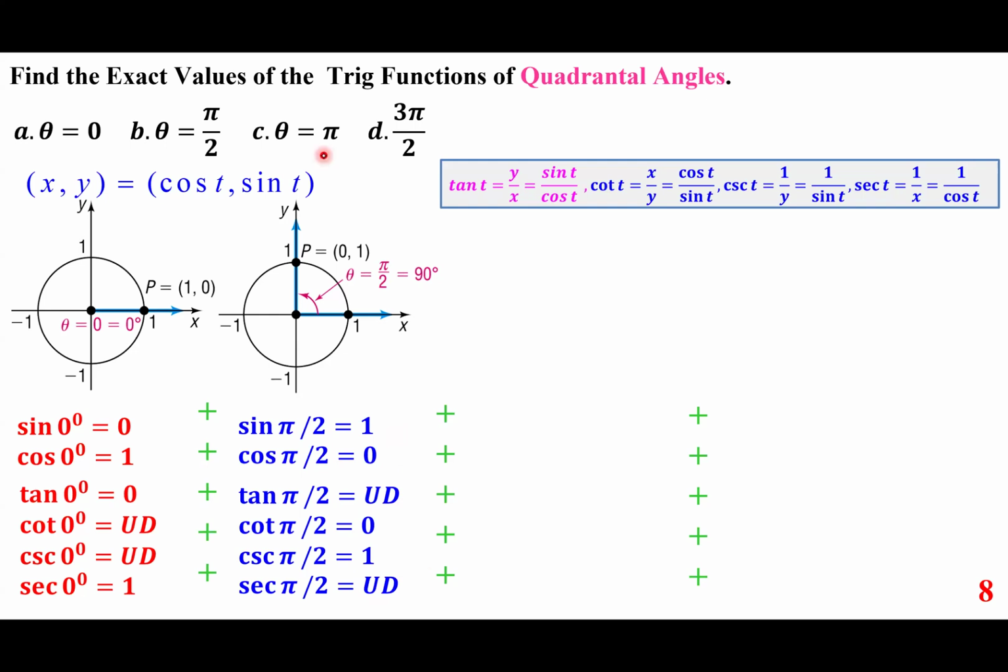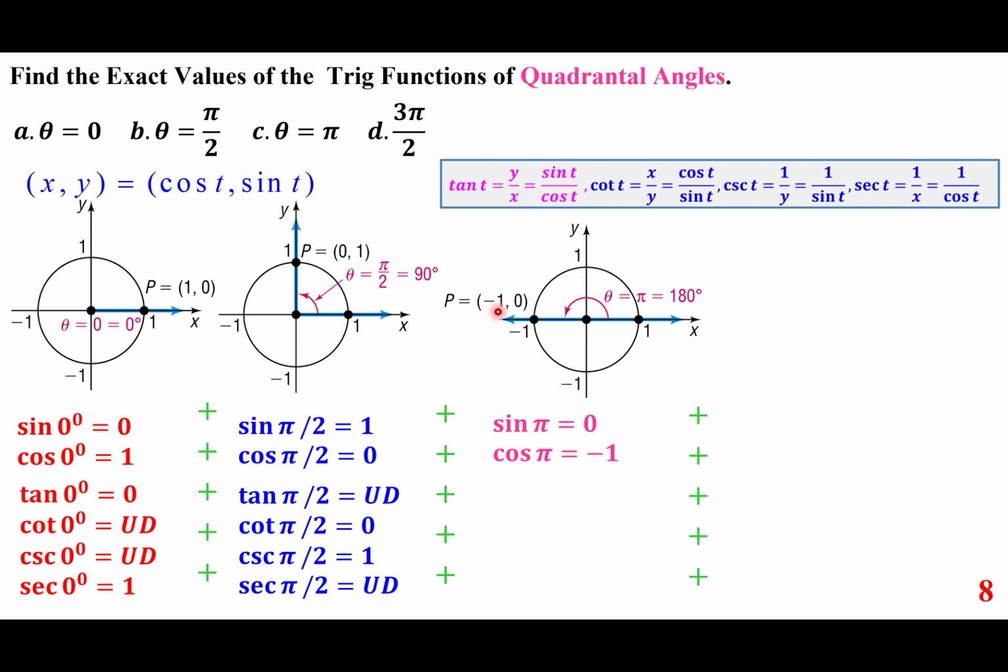Let's look at the next one, pi. So pi, or 180 degrees, puts us right here with coordinates (-1, 0). Negative 1 is the cosine, 0 is the sine. So we get sine of pi is 0, cosine of pi must be -1.